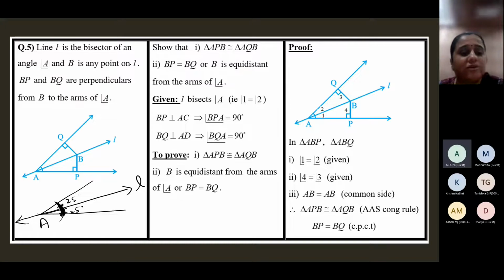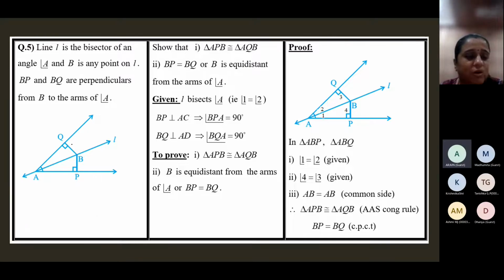And B is any point on L. See here, this is the line L, and B is any point on the line L. BP and BQ are perpendiculars from B to the arms of angle A. So see, this is one arm of angle A, this is the other arm of angle A, and this is a point on the line L. BP and BQ are perpendiculars from B to the arms of angle A.